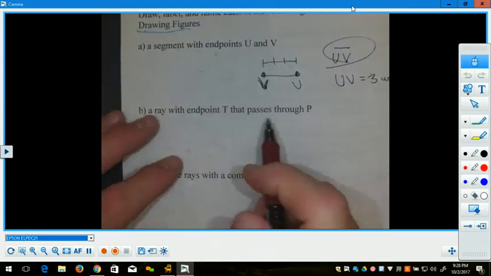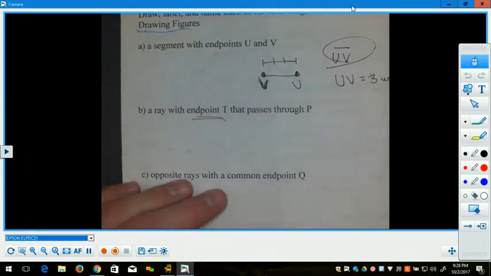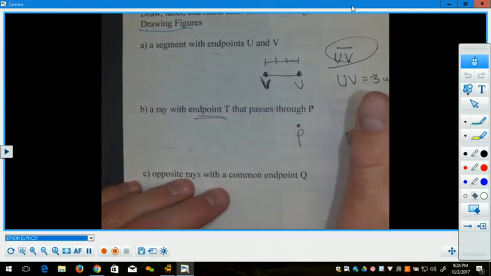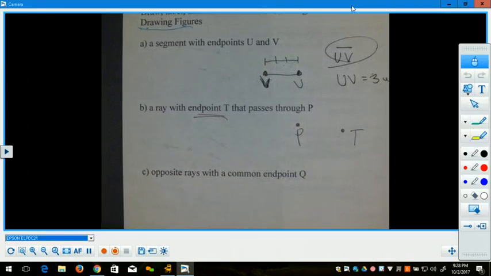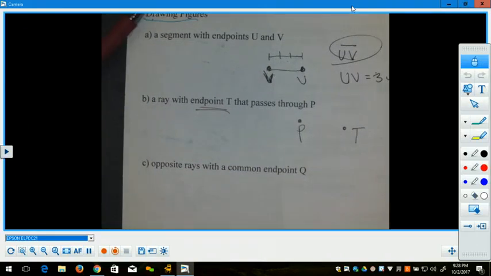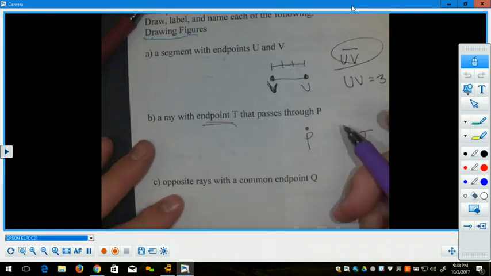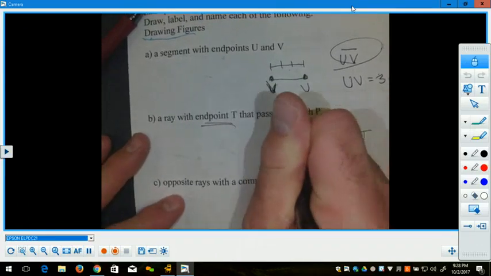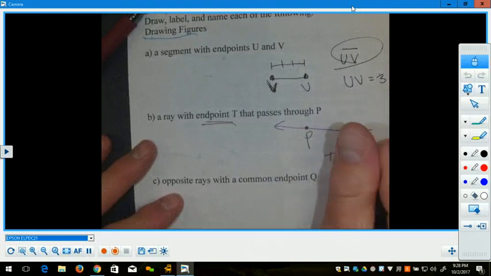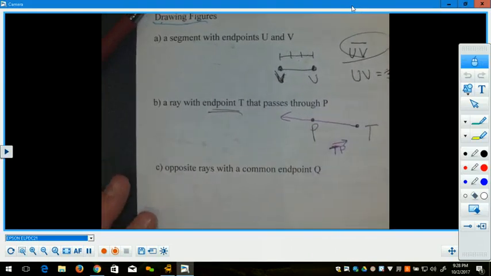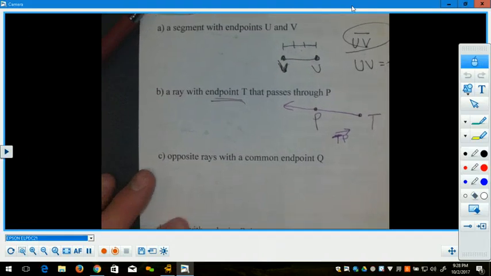Letter B, a ray with endpoint T. So this is the start point that passes through P. So our ray has to go through P. And I'm going to put T here just for fun, even though most of you like to go left to right. We're supposed to start at the endpoint T and pass through P. And this would be ray TP, using capital letters and the hat, the correct notation above it.